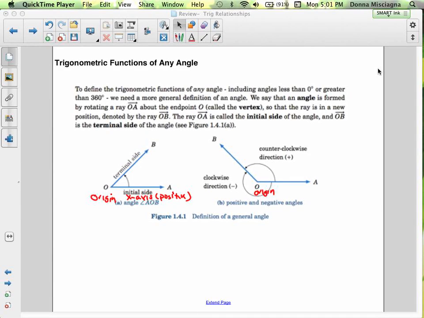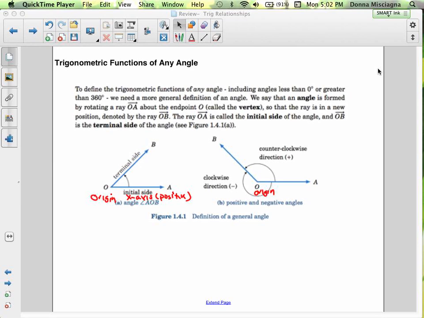Welcome. So now we're going to be looking at trigonometric functions of any angle, and this is in your notes. To define the trigonometric functions of any angle, including angles less than 0 degrees or greater than 360 degrees, we need a more general definition of an angle.